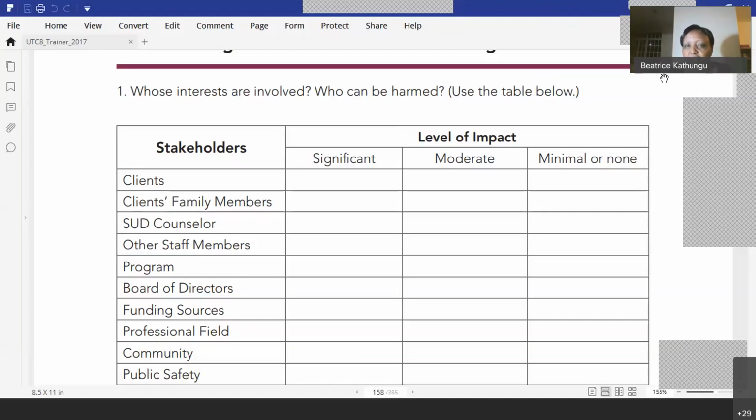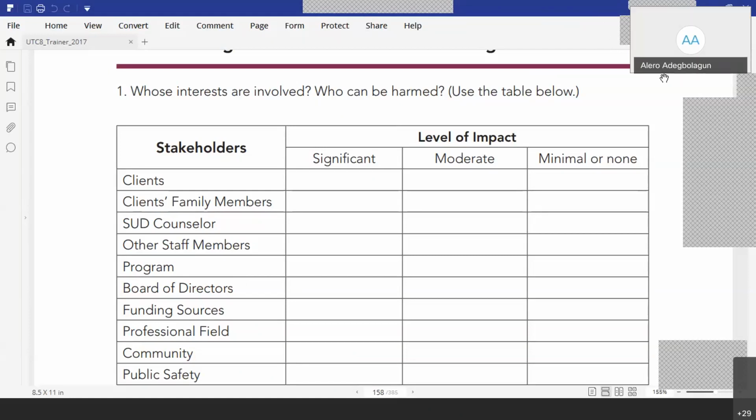So Alero, I see your hand. The client. The client, very good. So what level of impact do you see? Was it significant? Yes, it was significant. It was suicidal. It is significant. Thank you. So you will put client significant. Thank you very much. Any other participant?